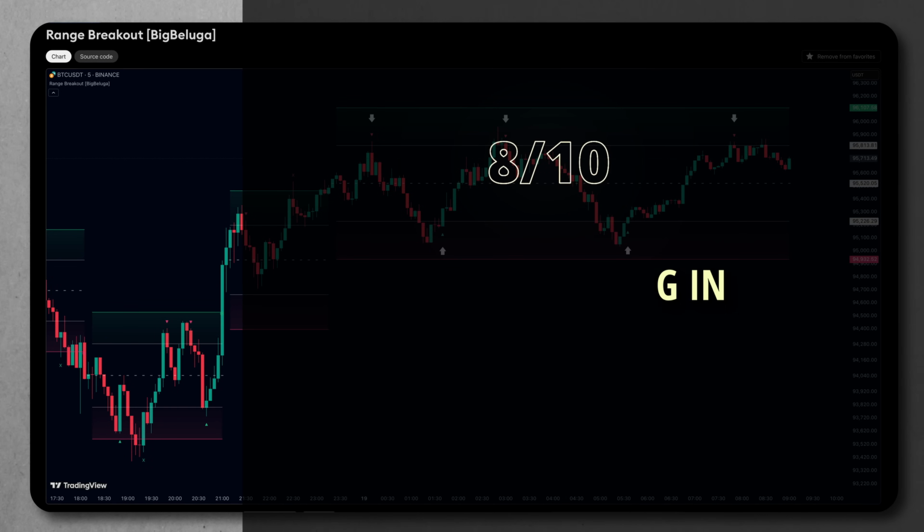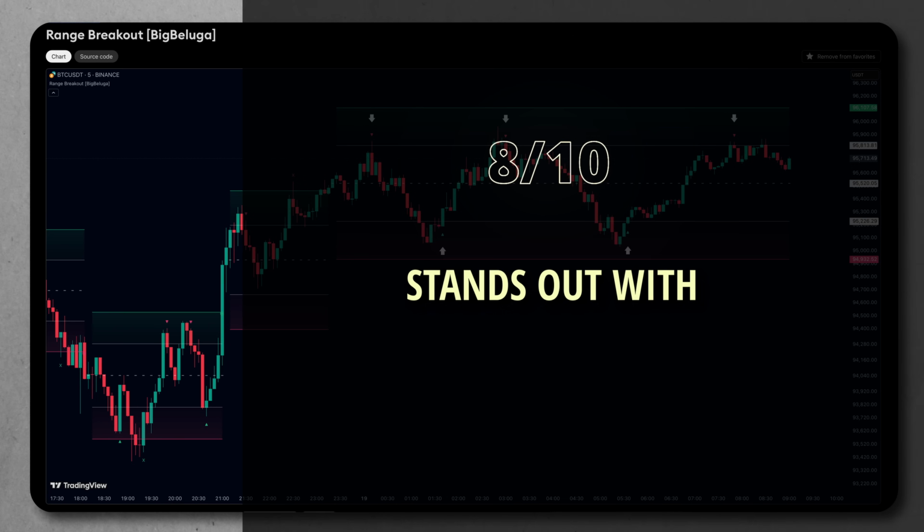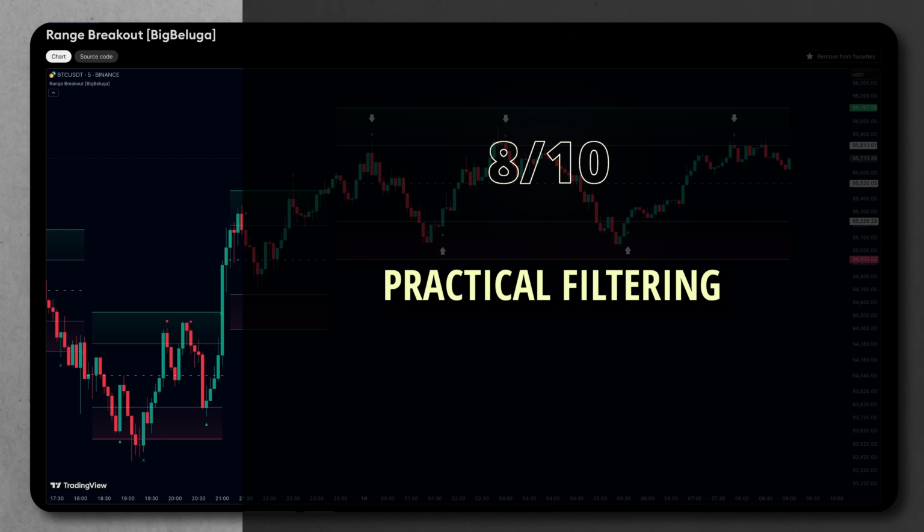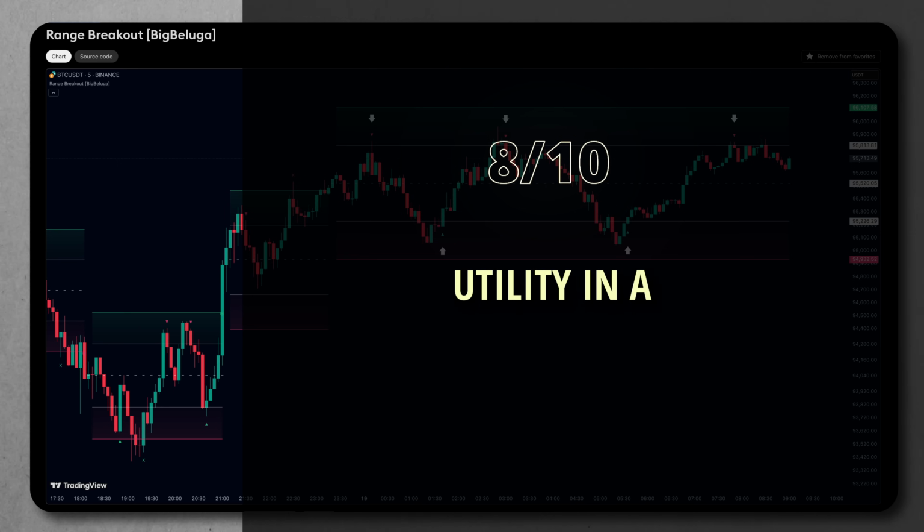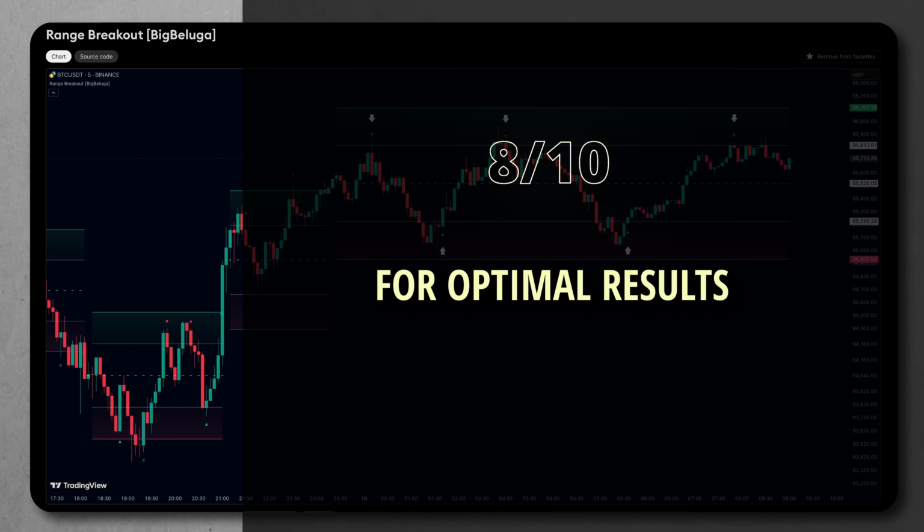While not groundbreaking in concept, the implementation stands out with clear visuals and practical filtering mechanics. Its originality lies in subtle refinement rather than novelty, making it a reliable utility in a trader's toolkit. Best used with complementary confirmation tools for optimal results.